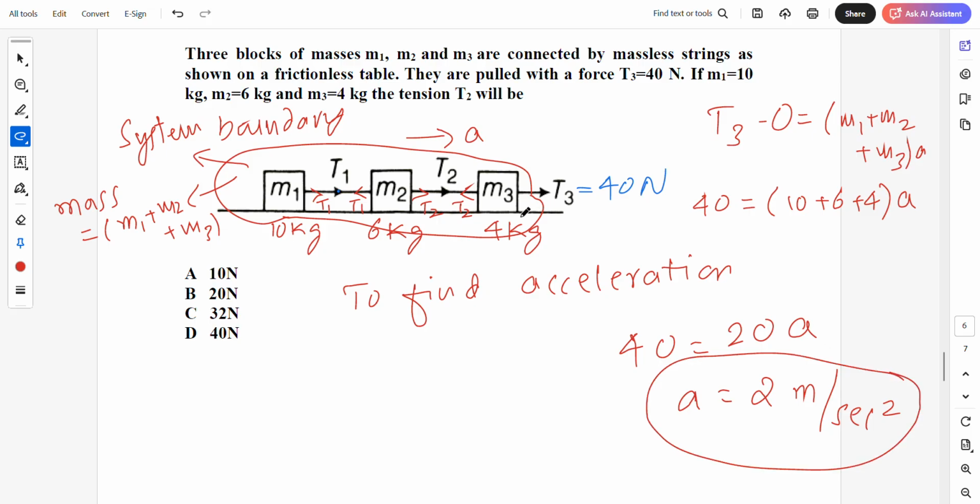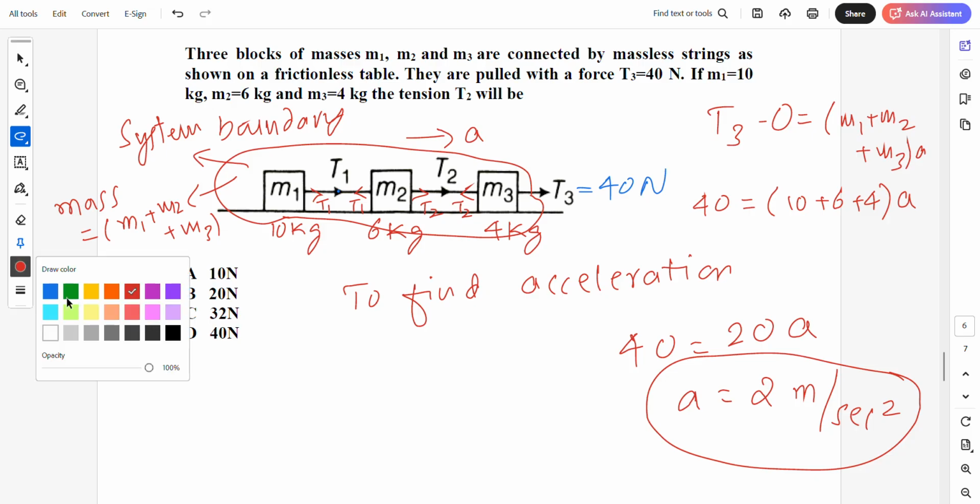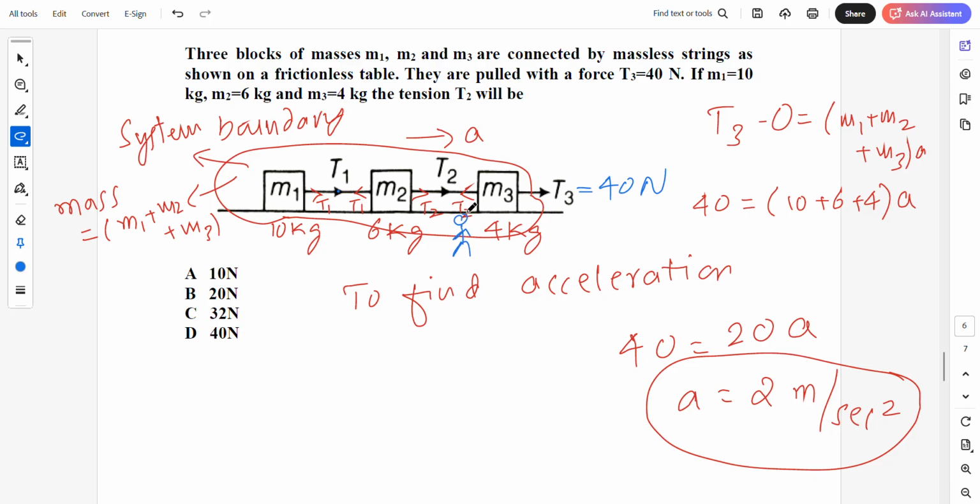Now, how to calculate tension T2? Go and stand here. If I stand here, how many forces are there? Here T3 is there, here T2 is there. Two forces. I will avoid this one. If I look on the left hand side, I can combine these two masses, so these internal forces get cancelled. Which is the external force? The driving force will be T2. The opposing force is nothing. T2 minus 0 is equal to mass. How many masses? Two masses. M1 plus M2 into A.